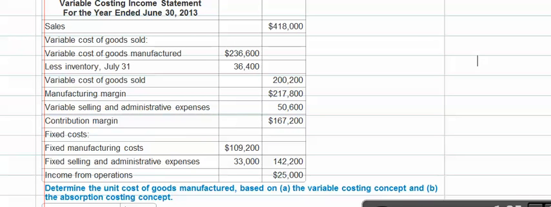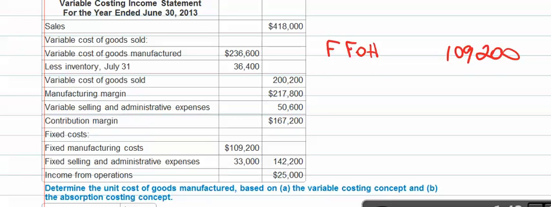If I want to do the absorption costing, I'm going to need that $109,200. So I'm going to take the fixed factory overhead of $109,200 and add that to my variable cost of goods sold. Oh, I'm sorry. I need to add that to the variable cost of goods manufactured, because that's what they're asking me, the cost of goods manufactured.